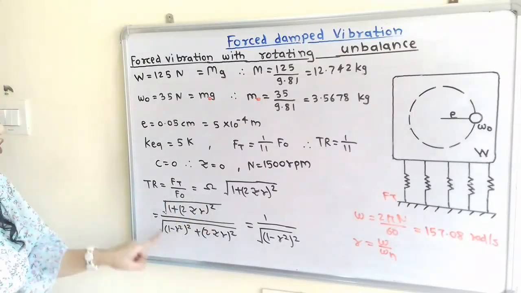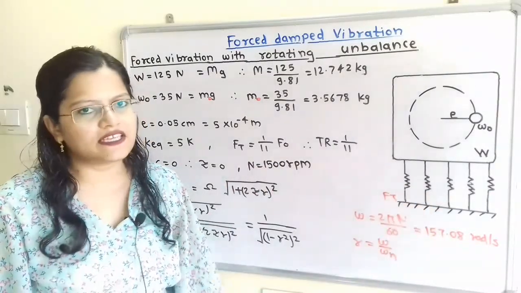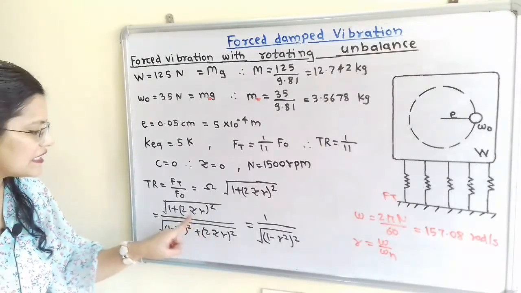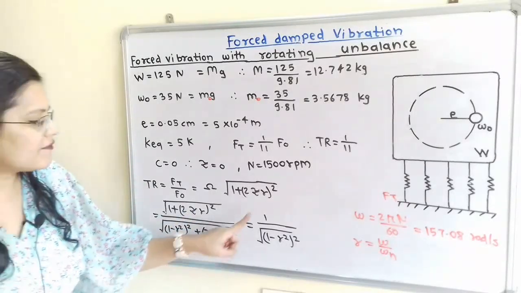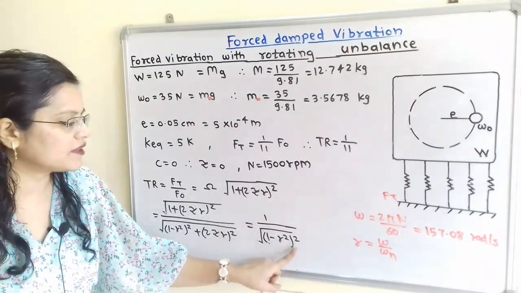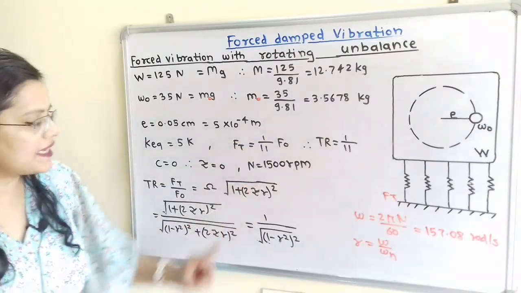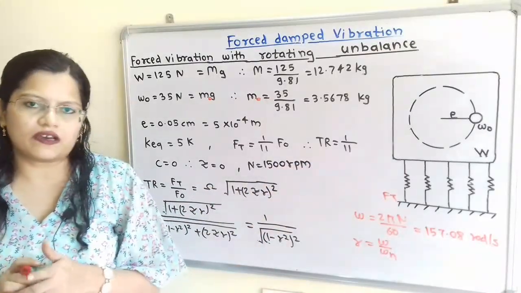For this formula, if we observe, it is given that the damping is negligible. That means the damping factor is 0. So when we put zeta equal to 0, we get Tr equal to 1 divided by the square root of (1 minus r square) whole square. The value of Tr is known, 1 by 11. Now when we solve the equation, we will get the value of r.